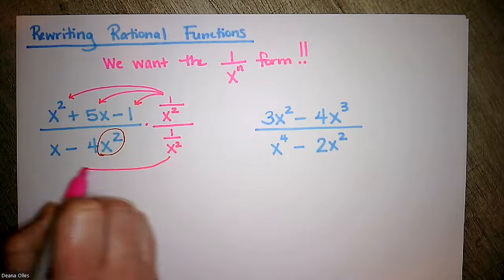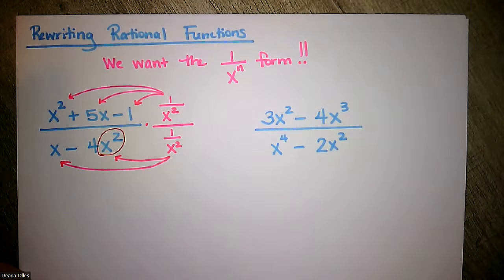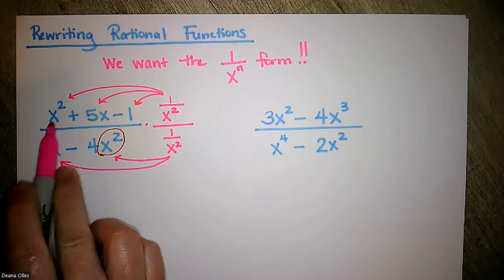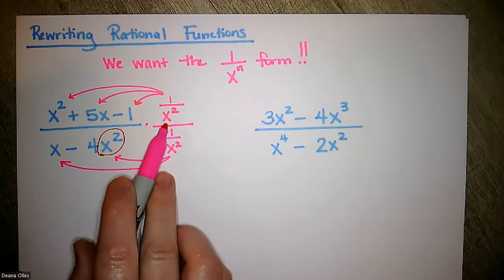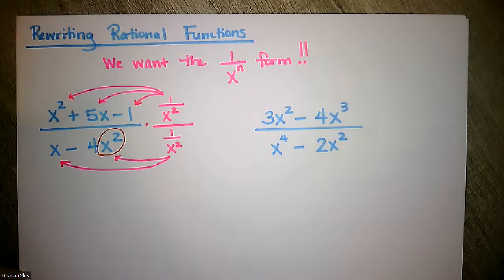And everything in my denominator will get multiplied by 1 over x squared. Now, keep in mind, that's the same thing as saying everything in my numerator will be divided by x squared, and everything in my denominator will be divided by x squared. So let's work through that really quick. And I'll show an intermediate step in there that you may not need to show.